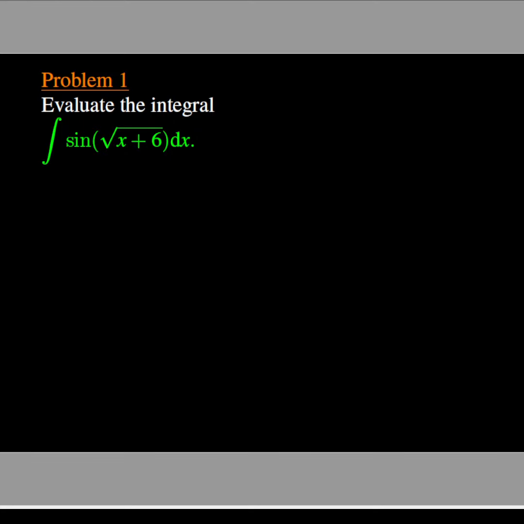In problem 1, we will try to find the antiderivative of the function sine of square root of x plus 6. We will carefully walk you through the solution, by applying the substitution method, and the integration by parts technique.